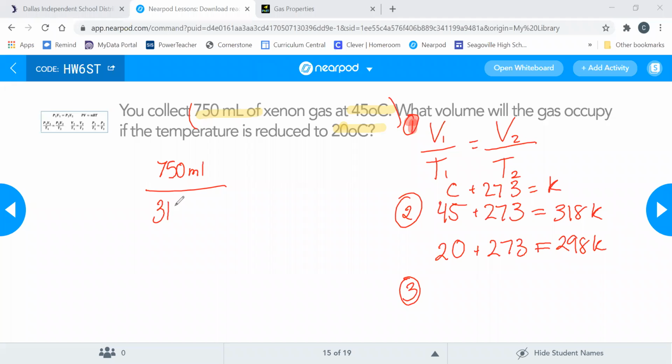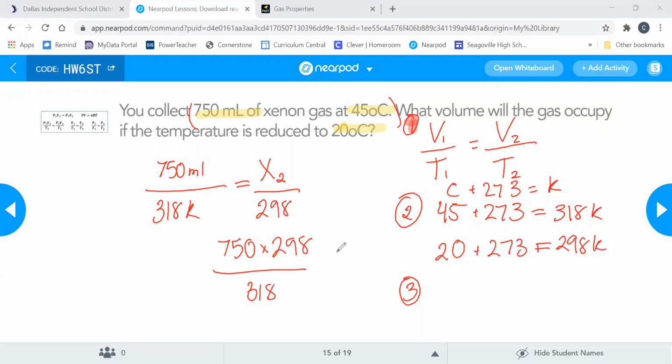318 Kelvin. And then we're looking for the volume of the second one, and I'm going to put 298. This is one of the problems where you can do the butterfly method and just solve for the second one. So what I can do is 750 times 298 divided by 318, and that will give me volume 2, or V2. So that's one way you can do it, the butterfly method.